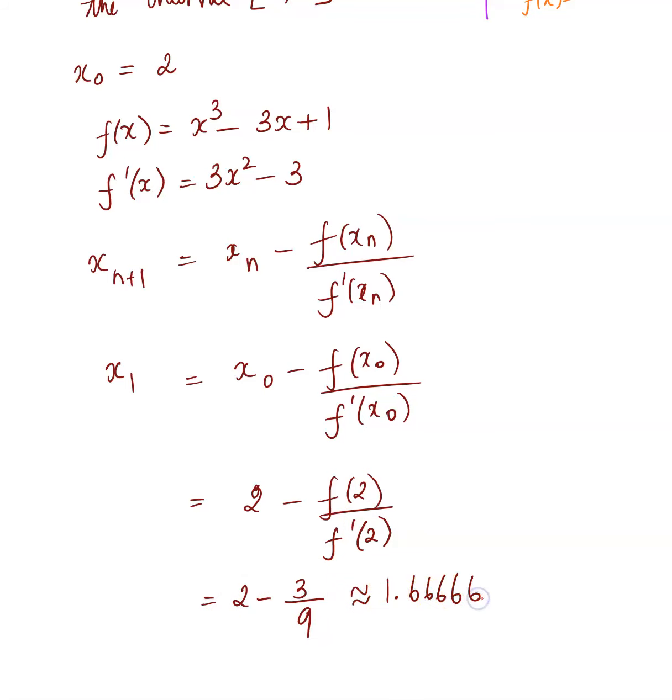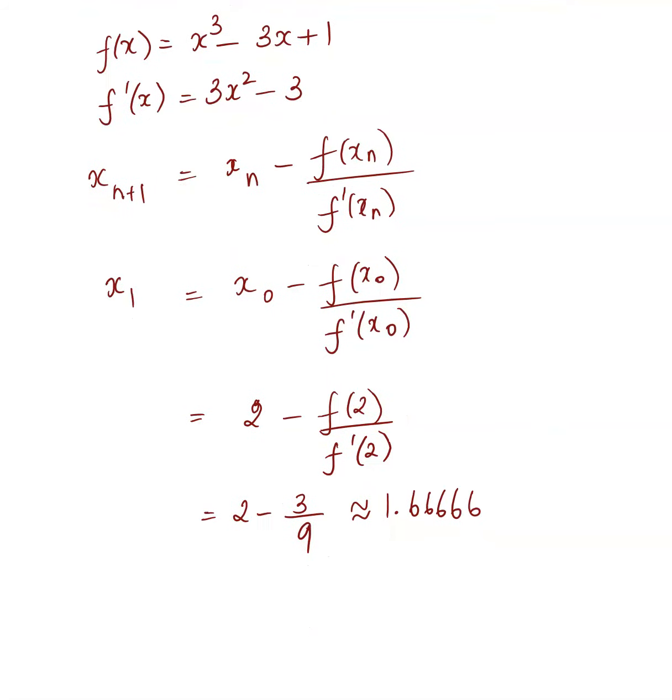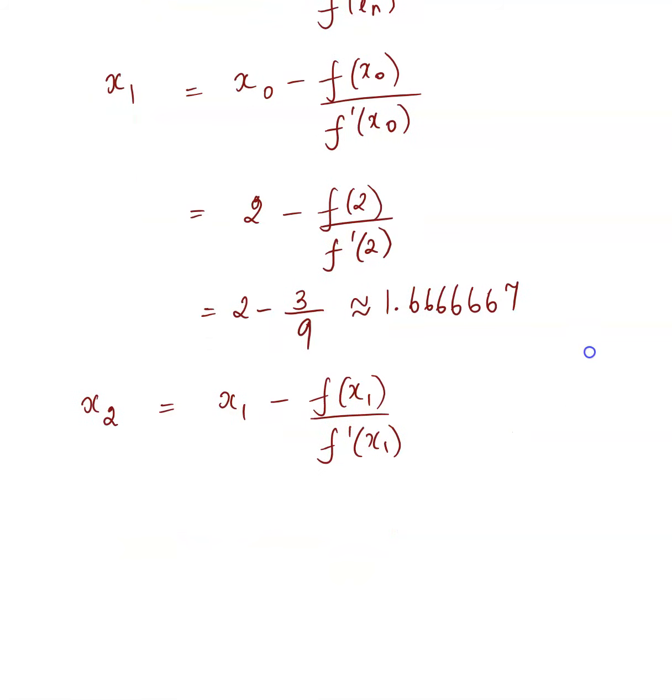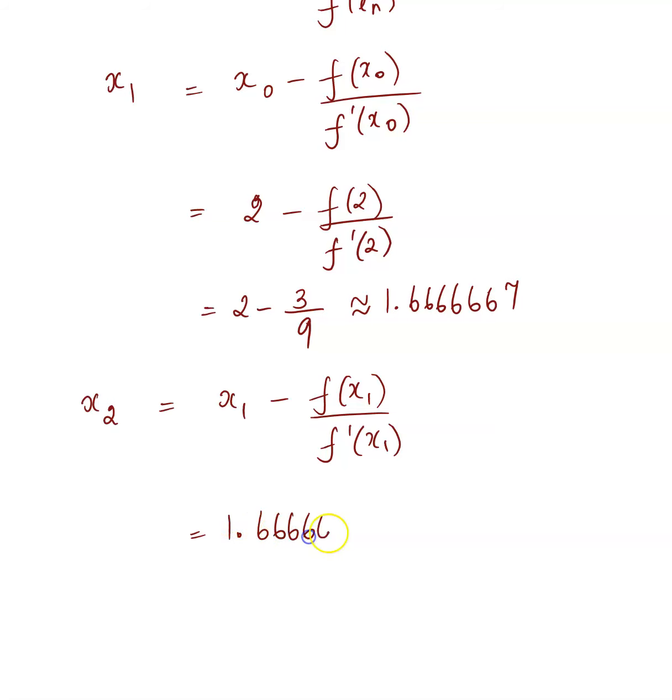The recommendation is that you go up to 10 digits. If your calculator can display that many digits, when you're using a graphing calculator, it should. But anyways, try to get as many as possible, is the point. Then x1 is that. So x2 will be x1 minus f of x1 over f prime of x1. You can immediately see how it becomes challenging without a calculator.